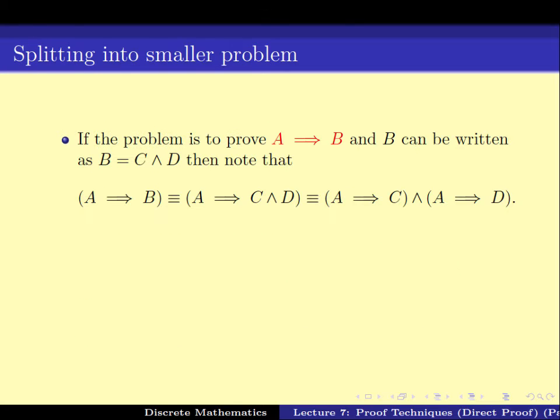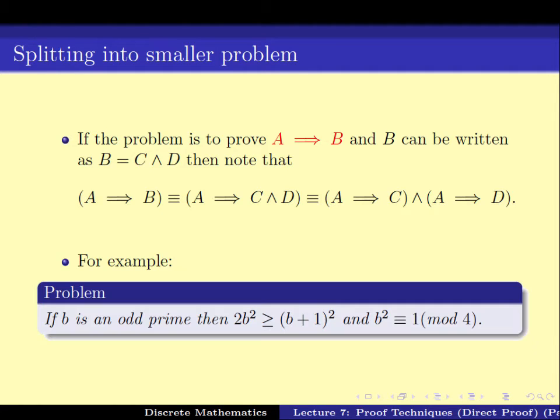So to start with, let's consider one of the easiest cases. This is something we did in the last video. Namely, if I have to prove A implies B and B can be written as C and D, so B can be split into two parts, then proving A implies B is the same as proving A implies C and A implies D. So this can help us in splitting the problem.